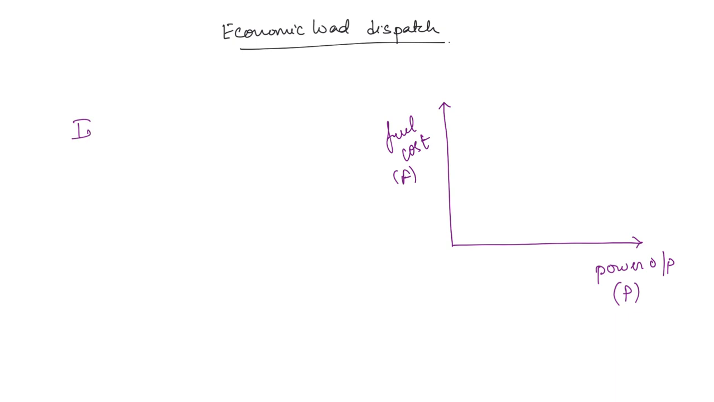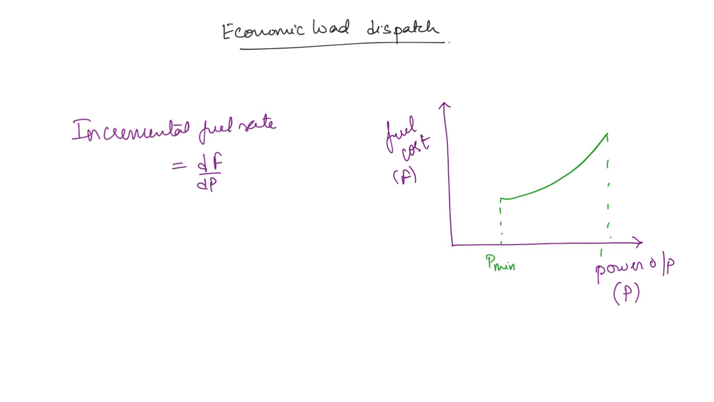Now the important parameter that is required for economic load dispatch is the incremental fuel rate. This is given by dF by dP. As the load demand increases, the fuel cost will also increase, so this curve is going to be something like this. Sometimes there will be some constraints that are given: what is the minimum amount of real power and what is the maximum amount of real power.